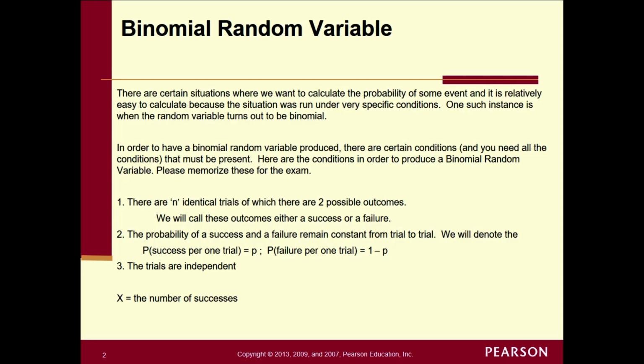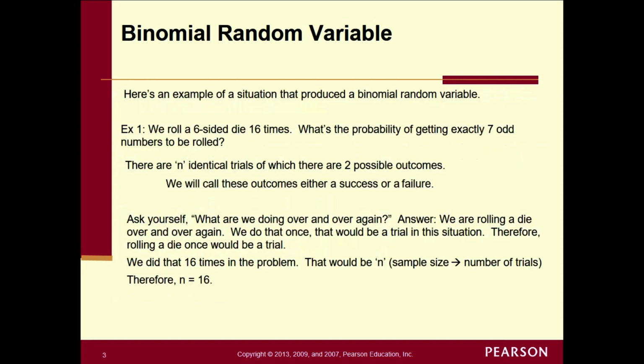Let's go ahead and move on to the next slide. So here's an example of a situation that produced a binomial random variable. Example number one, we roll a six-sided die 16 times. What's the probability of getting exactly 7 odd numbers to be rolled? So let's start with the first condition. There are n identical trials of which there are two possible outcomes.